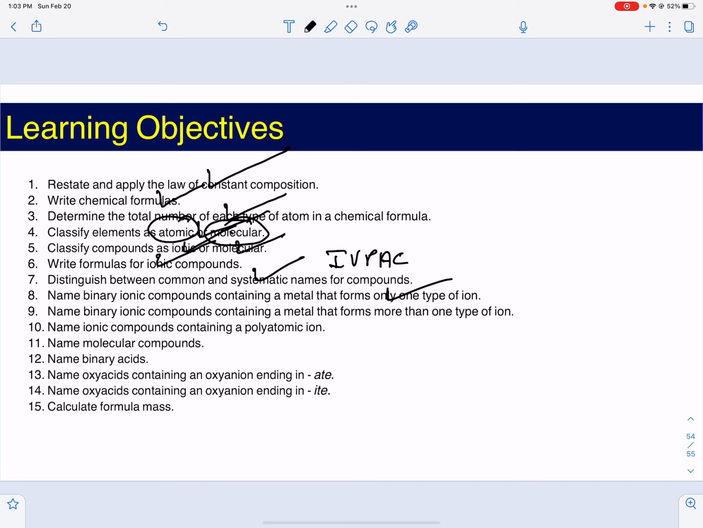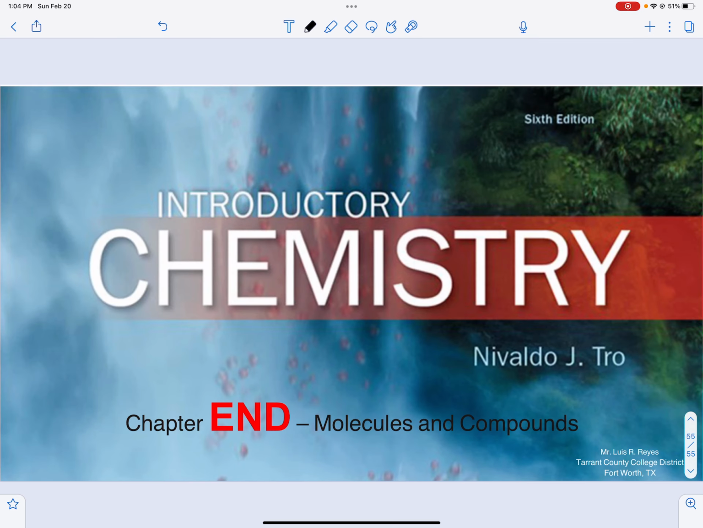So we already covered that and this. We just learned how to name molecular compounds. We just learned how to name acids, and we closed it up by doing the formula mass using the periodic table. And with that, we have come to the end.